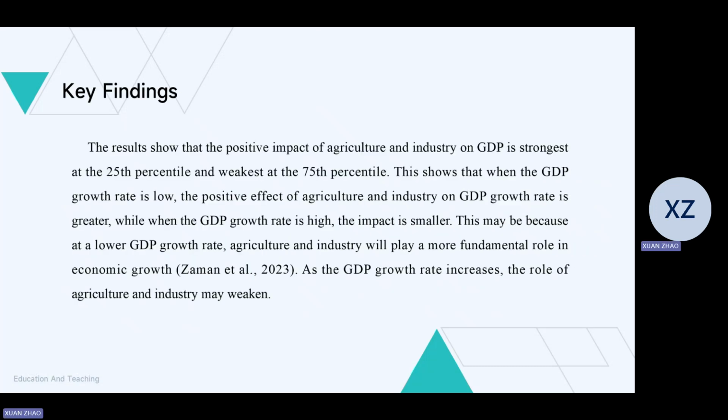Then this research concludes the key findings. The paper aims to explore the heterogeneity of the effect of agriculture, industry, and services on GDP growth through the quantile research method. The results show that the positive impact of agriculture and industry on GDP is strongest at the 25th percentile and weakest at the 75th percentile. This shows that when the GDP growth rate is low, the positive effect of agriculture and industry on GDP growth rate is greater, while when the GDP growth rate is high, the impact is smaller. This may be because at a lower GDP growth rate, agriculture and industry play a more fundamental role in economic growth, and as the GDP growth rate increases, the role of agriculture and industry may weaken.